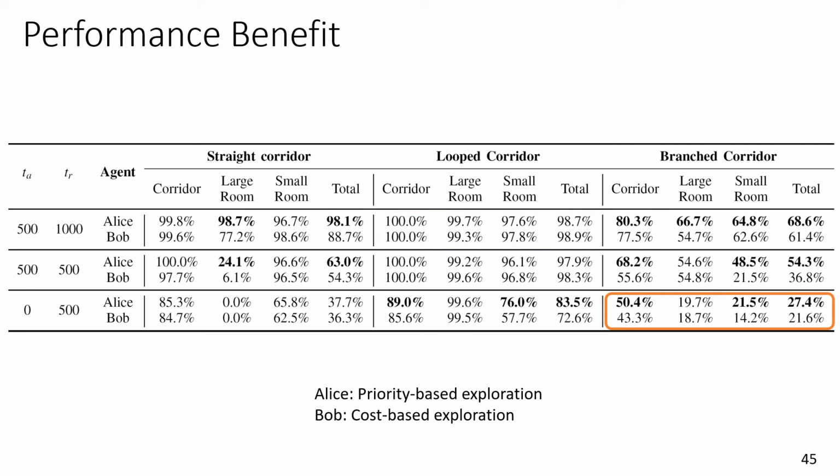The third set of results is based on the branched corridor environment, with a short exploration time of 500 seconds, where the deadline is imposed at the start of exploration. We observe that Alice explores 50% of the corridor and a higher percentage of the total environment. Taken together, these show that Alice has an overall better or equal performance when compared to Bob.